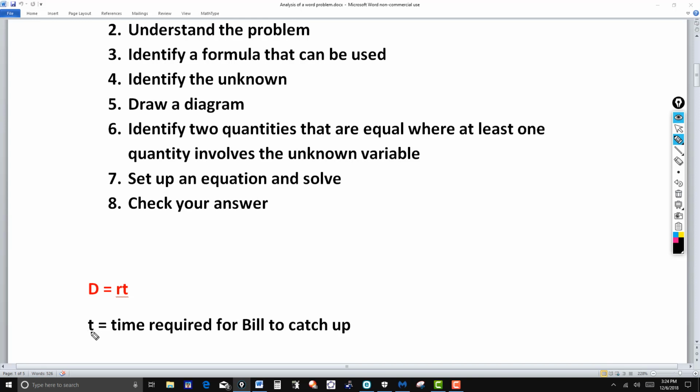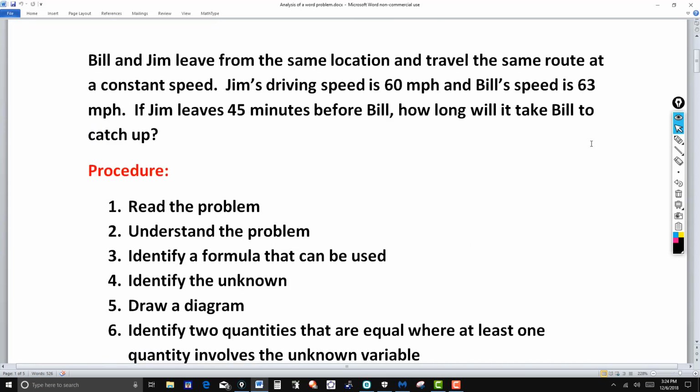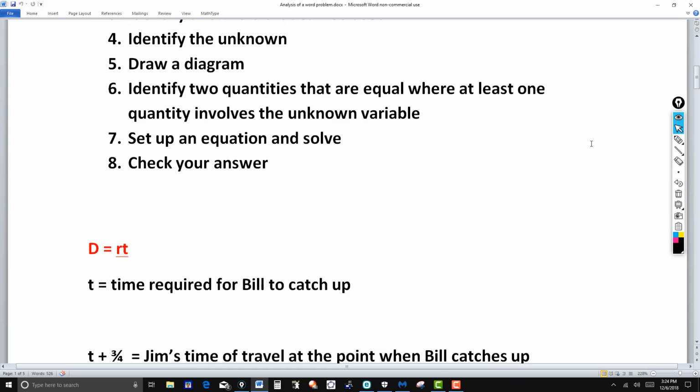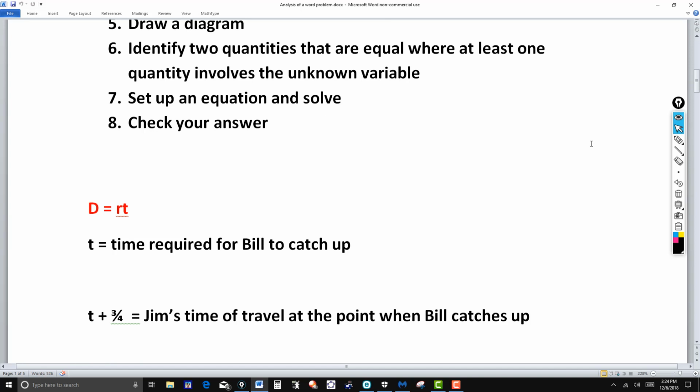So pick a variable. I'm going to pick t for time. You can use x, it doesn't really matter. I'm going to let t equal the time required for Bill to catch up. So Jim has a 45-minute, or 3/4 of an hour, head start. At the time that Bill takes off, Jim's already been gone for 3/4 of an hour. So if t represents the time required for Bill to catch up, at the point when Bill catches up, t plus 3/4 will be Jim's time of travel.